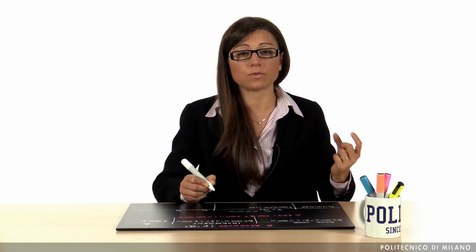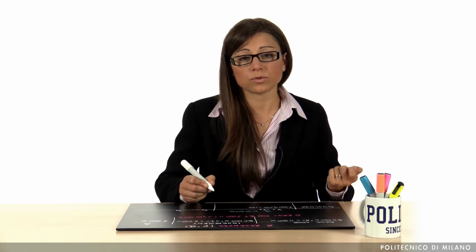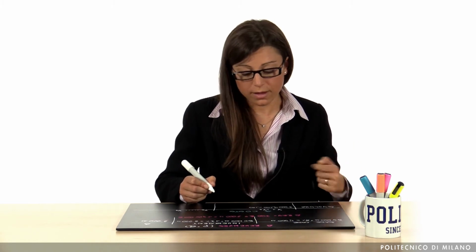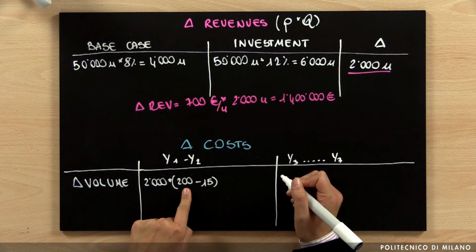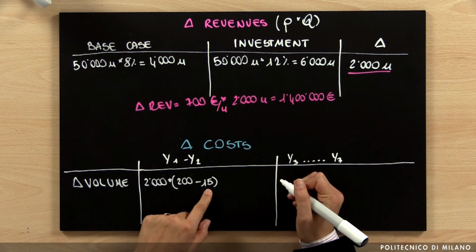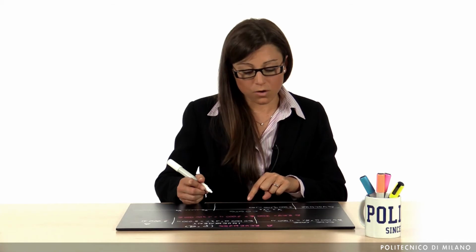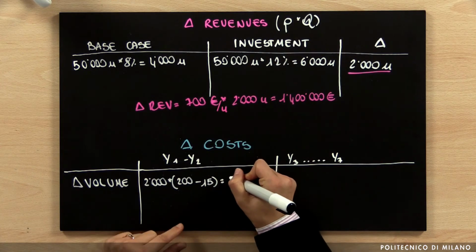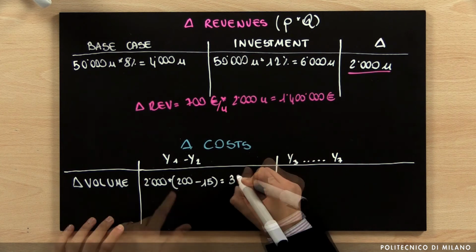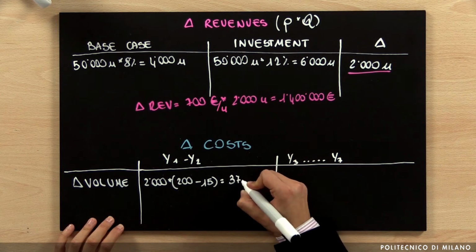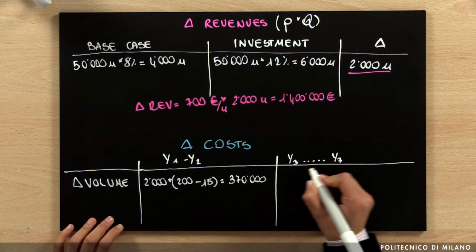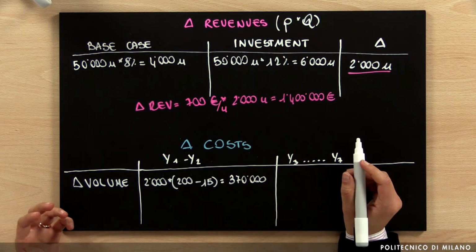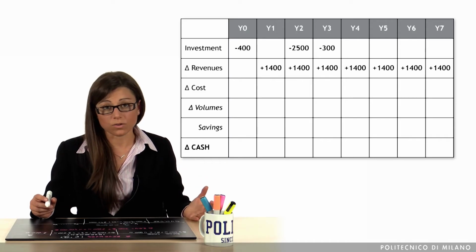If you remember, because of the product redesign, the company is able to save 15 euros each unit. So we need to take into account the unitary cost minus the savings. This difference is the unitary cost for the additional product that are realized by the company. If we multiply the quantity that is produced by the unitary cost, we obtain 370, which represents the additional cost for the company.